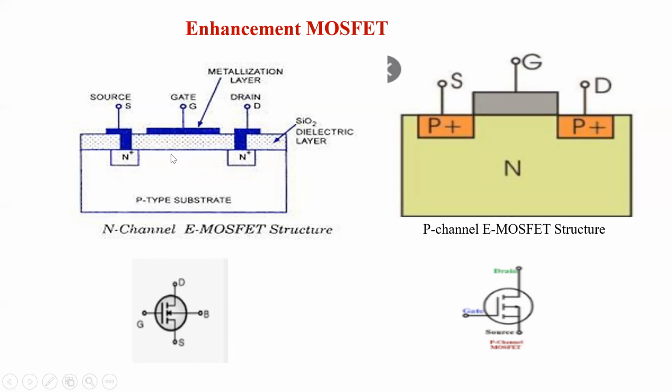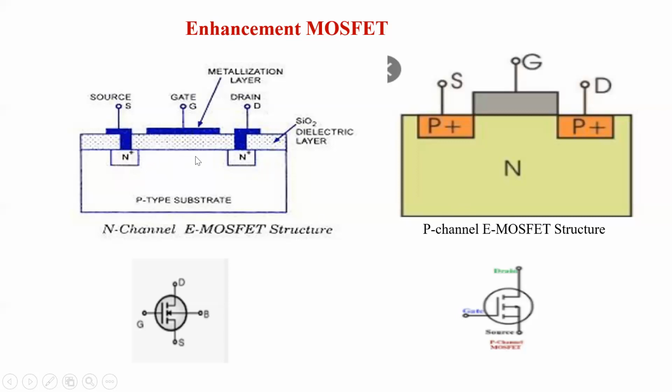Now for N channel enhancement MOSFET, you can see we have P type substrate. Always remember, for N channel E MOSFET, we have P substrate. For N channel MOSFETs, we have P substrate, and for P channel, we have N type substrate. And we have highly doped N layers and gate similar to the previous DE MOSFET.